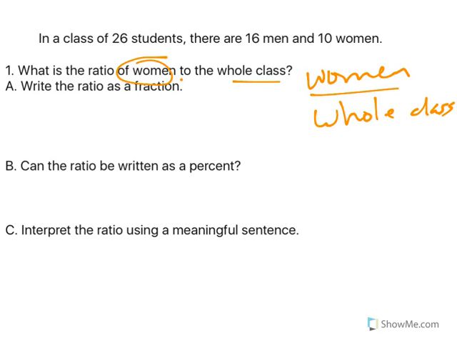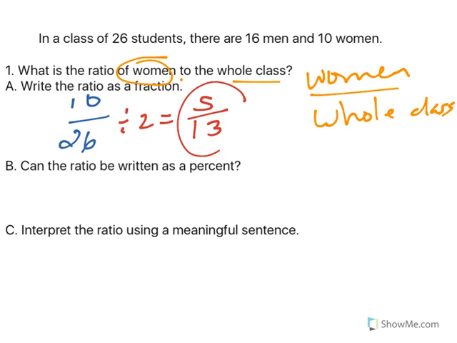So in writing this as a fraction, women goes on top. Well, how many women are there? 10. How much is the whole class? 26. Hopefully something triggers in your brain and you say, wow, those are both even numbers. I can divide both of them by 2. And I end up with 5 over 13. There is my ratio of women to the whole class as a reduced fraction.